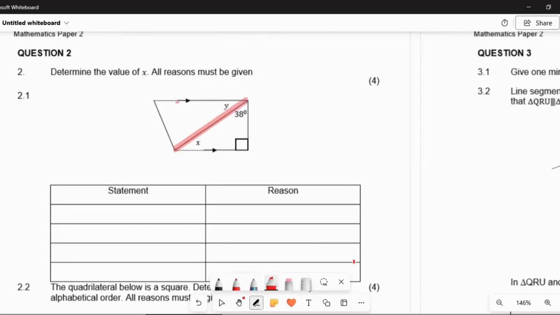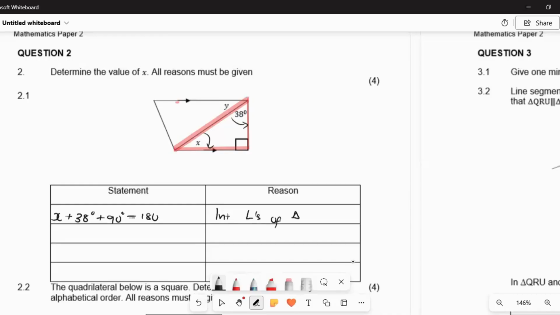But firstly, what kind of triangle is this one? Clearly you can see that it is a right-angled triangle, right? Because they give us that 90 degrees there. But now, what do we remember about the interior angles of a triangle? They add up to 180. So we're now going to say that x plus 38 degrees plus 90 should give us 180. And then what's our reasoning? Interior angles of a triangle.